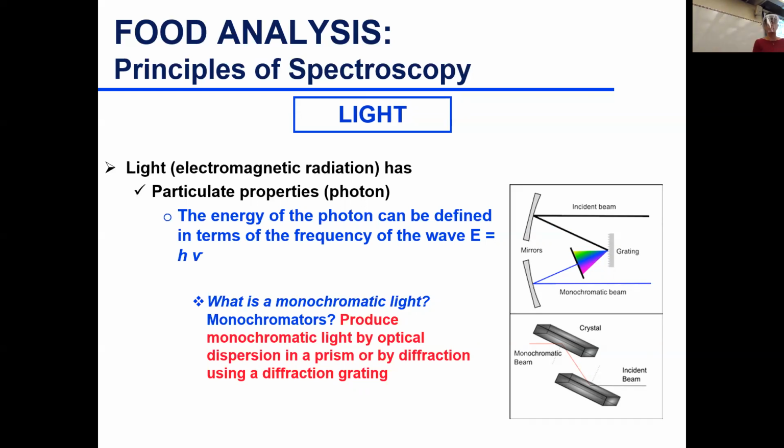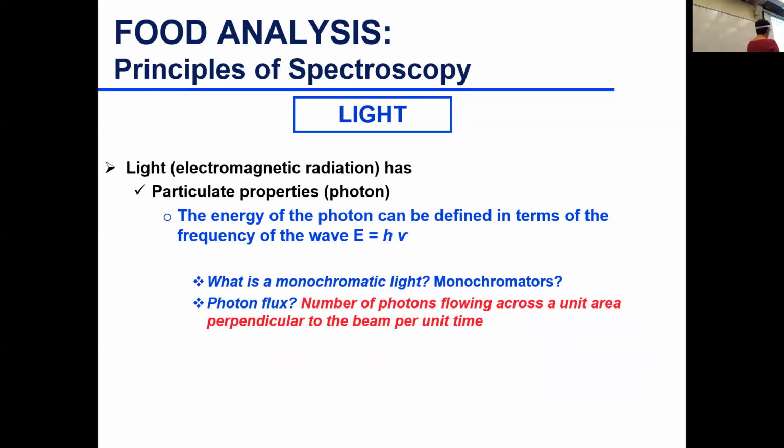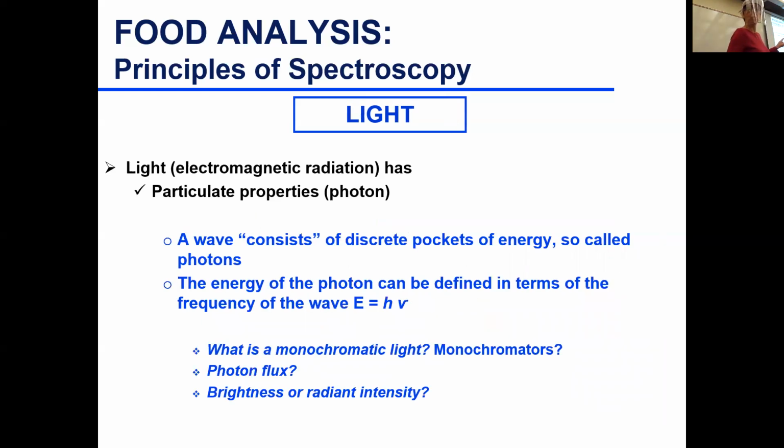Or instead of having a diffracting grating system, you can have a prism, which can also diffract the light or break the light into multiple wavelengths. A photon flux is basically the number of photons flowing across a unit area per unit time. You can determine that in a different manner, which you call brightness or radiant intensity.